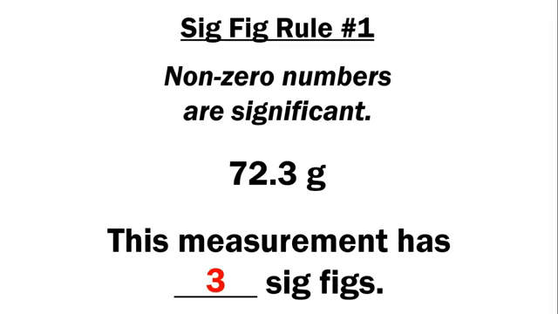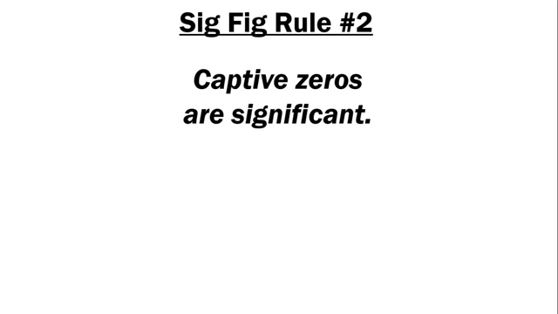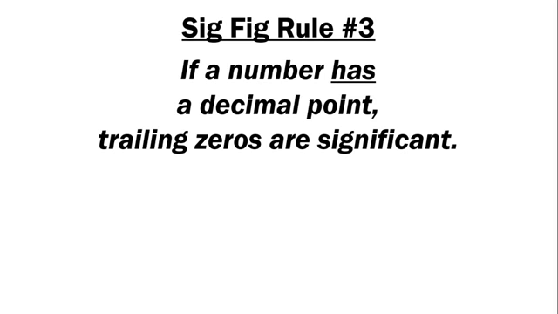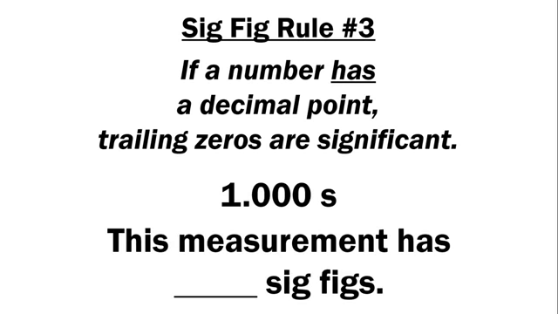Sig fig rule number 2, captive zeros are significant. And these are the zeros that occur in between non-zero digits. So the two zeros in the middle of the 8 and the 4 are considered significant, and 800.4 centimeters has 4 sig figs. Rule number 3. If you have a decimal point, then any zeros at the end of the number, so-called trailing zeros, are significant. So if a measurement of 1.000 seconds was given, that measurement has 4 sig figs.